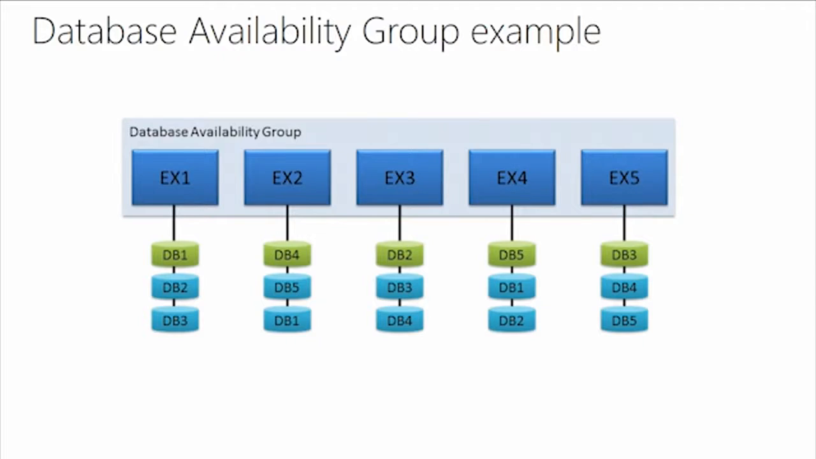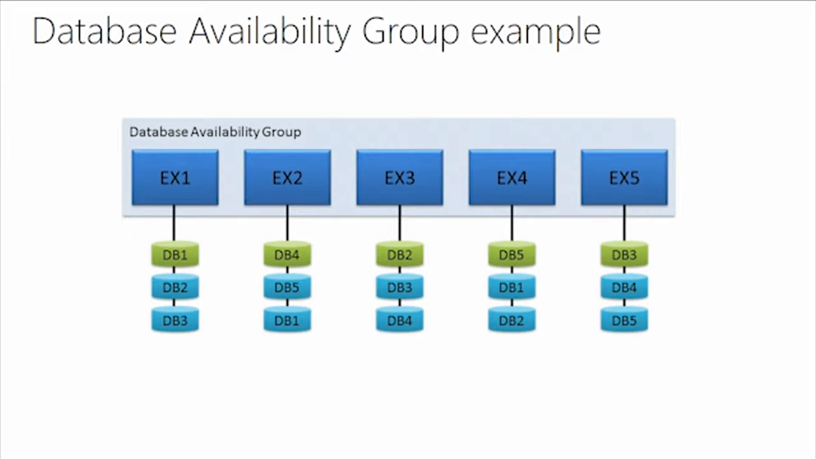So let's look at a few examples of database availability groups. So here we have 5 Exchange servers that are part of a database availability group. And then we have a bunch of databases mounted on those servers. And the databases in green are currently active databases. And the databases in blue are currently passive databases, so they receive the replication traffic.